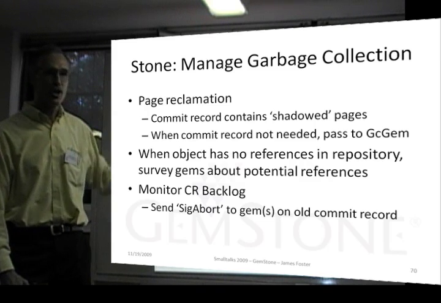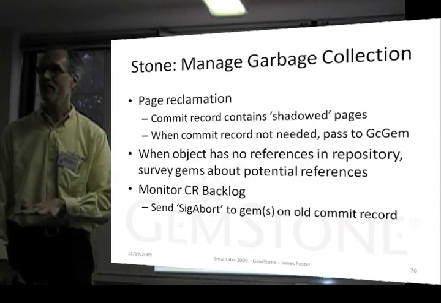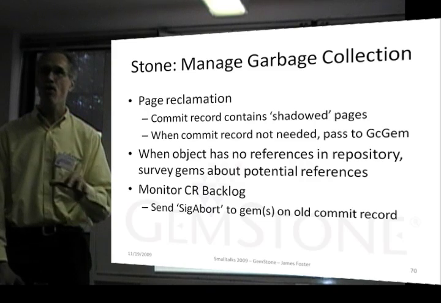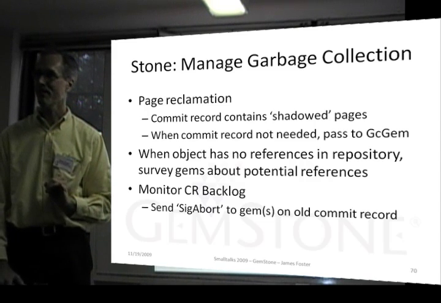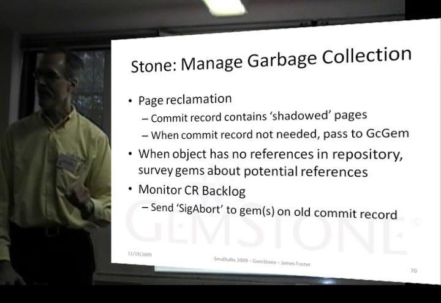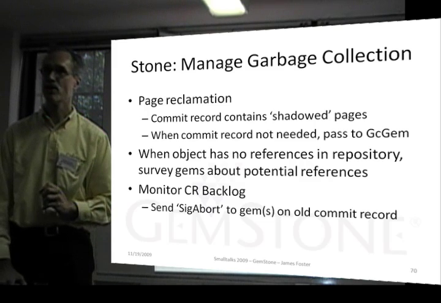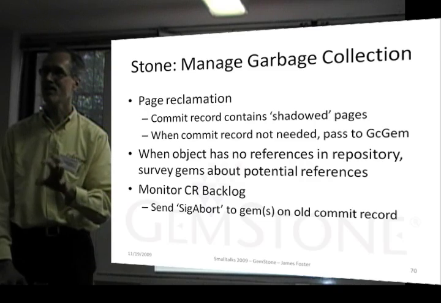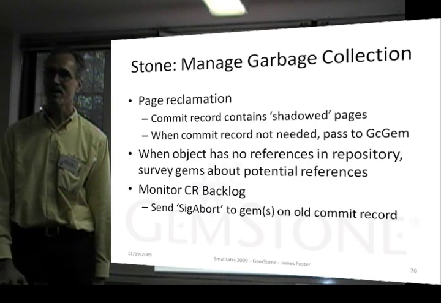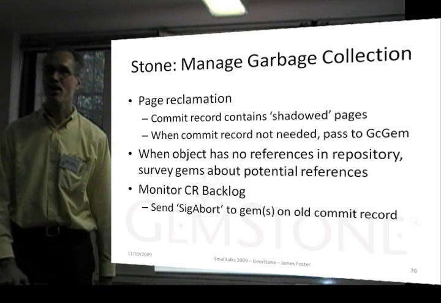For example, each commit record contains a list of the pages that have been shadowed. You can't reclaim those pages yet because someone else might be looking at that commit record. So the stone manages the commit record backlog. And when a commit record is no longer needed, then the stone handles assigning the reclamation process out. So it takes the pages that were in the commit record and moves them to the GC gem, saying, this commit record is no longer needed, now you can start working on it.